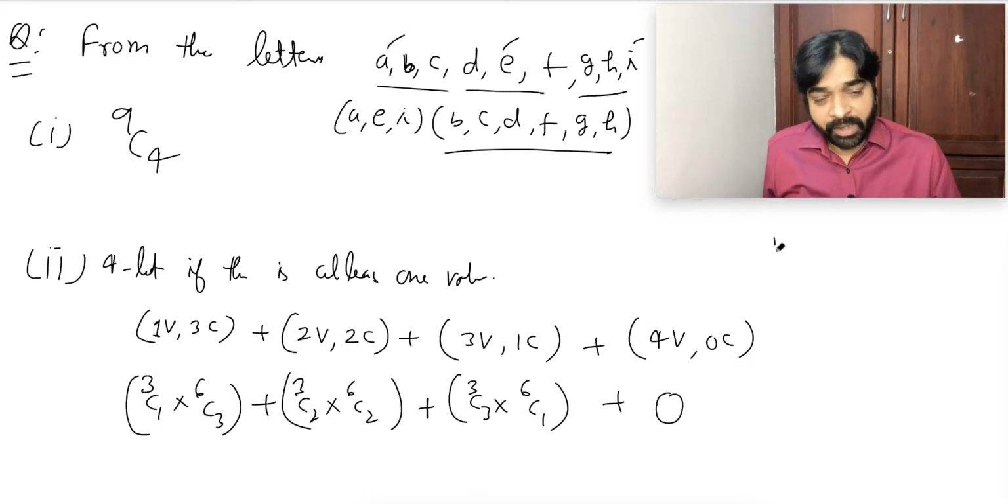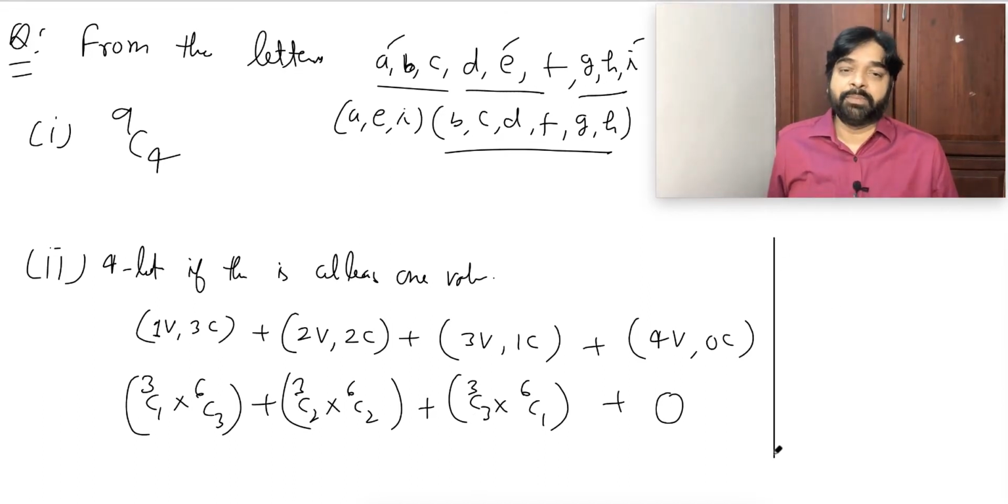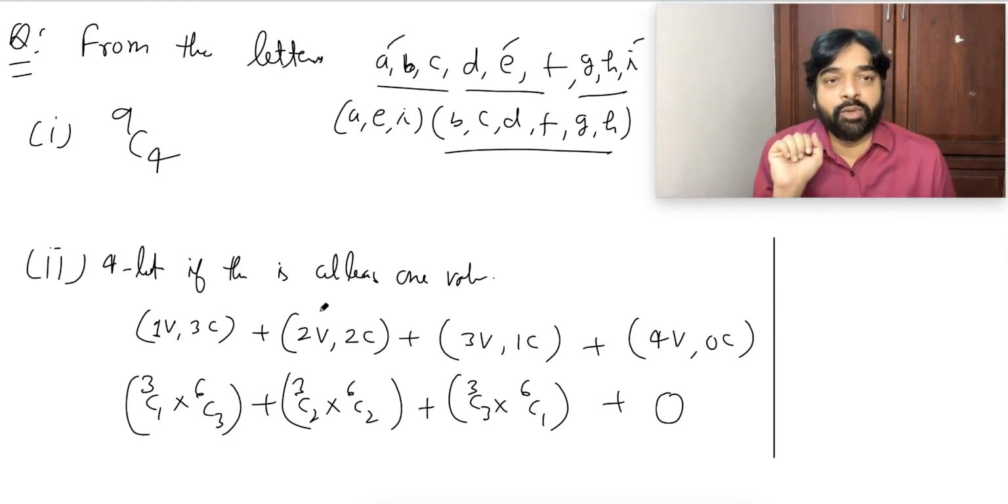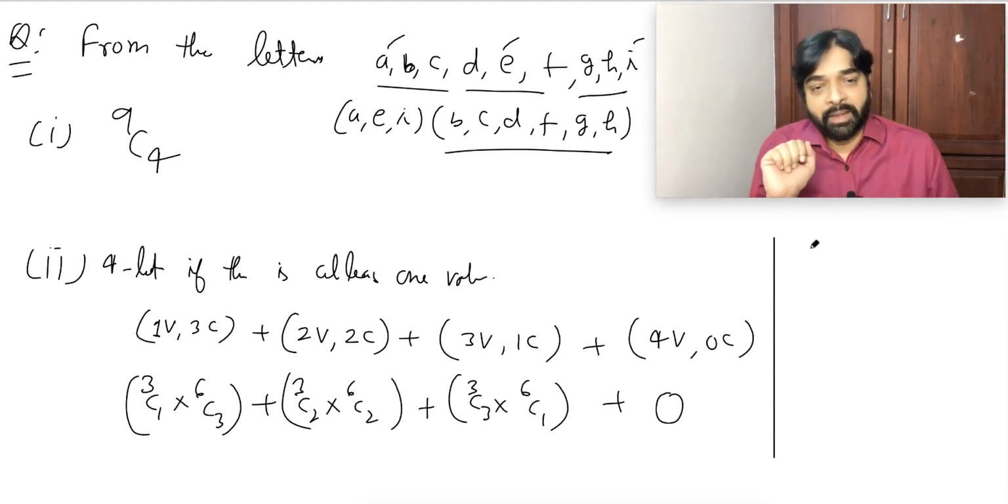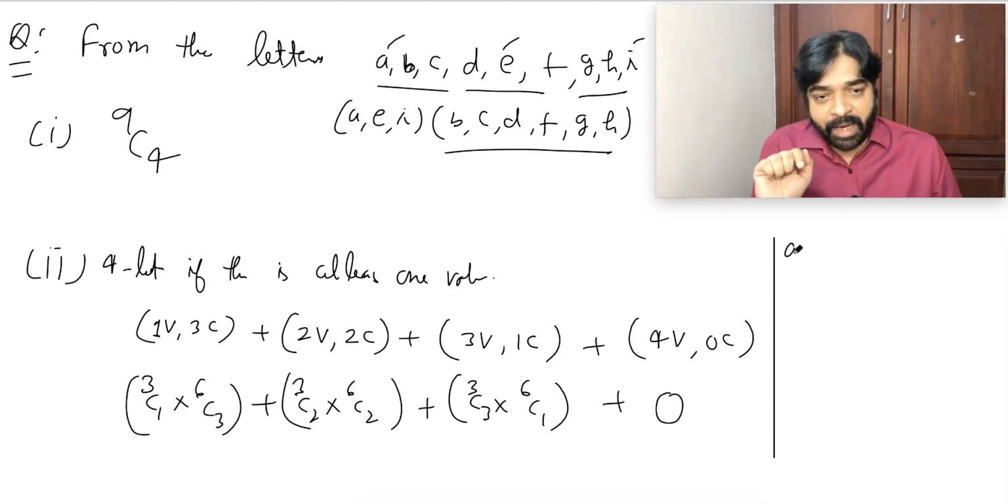Can we do it the other way? Yes. The other way is much better. I want a 4 letter selection, and there should be at least 1 vowel. Very simple. I will simply say 9C4.